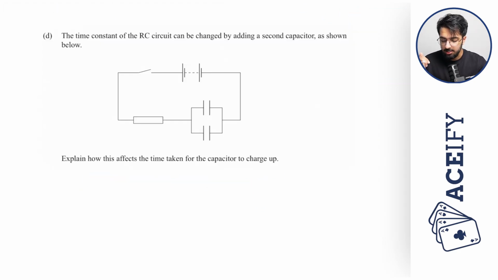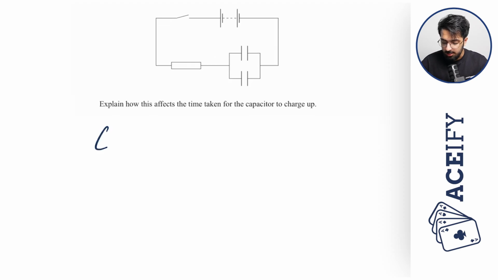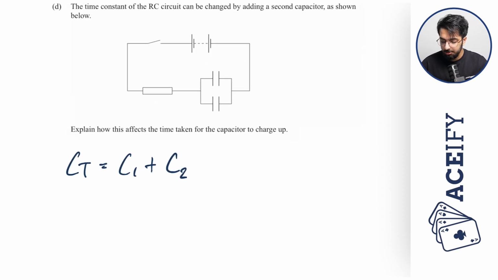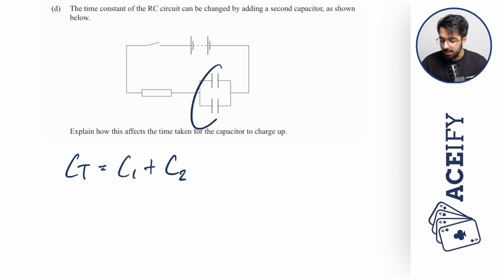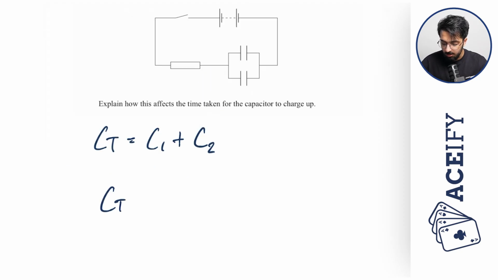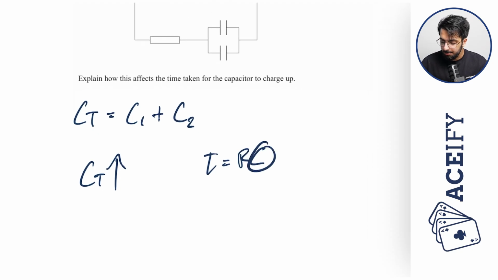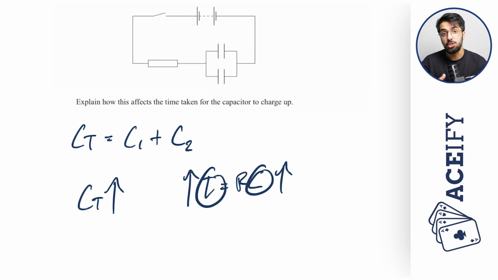The time constant of an RC circuit can be changed by adding a second capacitor as shown below. Explain how this affects the time taken for the capacitor to charge up. Alright, so when we add capacitors in parallel, the equation is like so. And so therefore when we add a capacitor in parallel, like we have over here, our total capacitance will increase. Okay, and because our time constant is equal to the resistance of the circuit multiplied by the capacitance of the circuit, as the capacitance has increased, therefore our time constant will increase also. And so therefore the time taken for the capacitor to charge up or become fully charged is increased, okay?